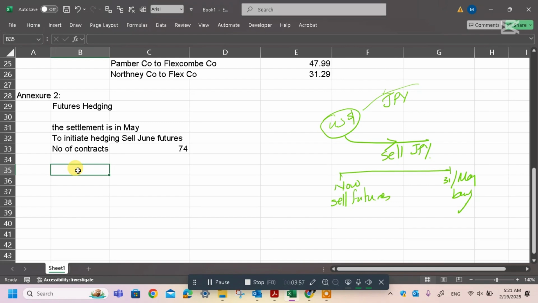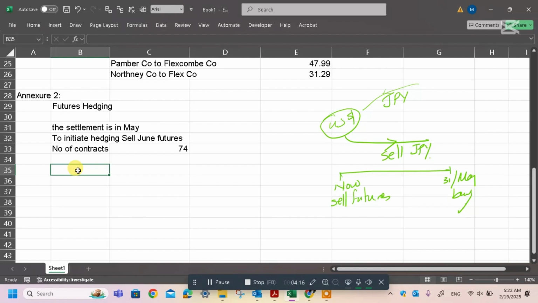Very easy question. Those who have watched my last video will know we had a scenario where we had to do over hedging in one scenario and under hedging in another scenario. So we used forward contracts for that over hedged, under hedged amount. Here nothing such is required. Exactly 74 contracts are required.